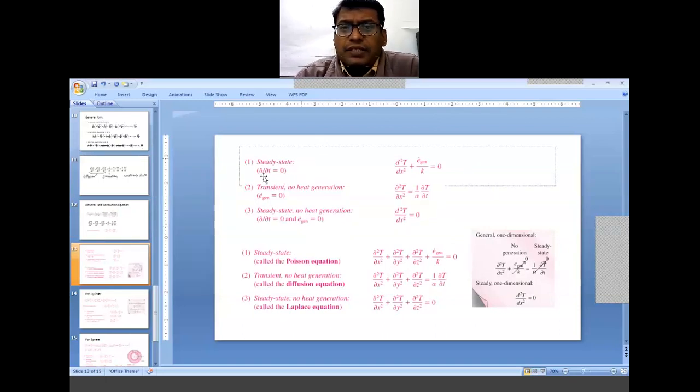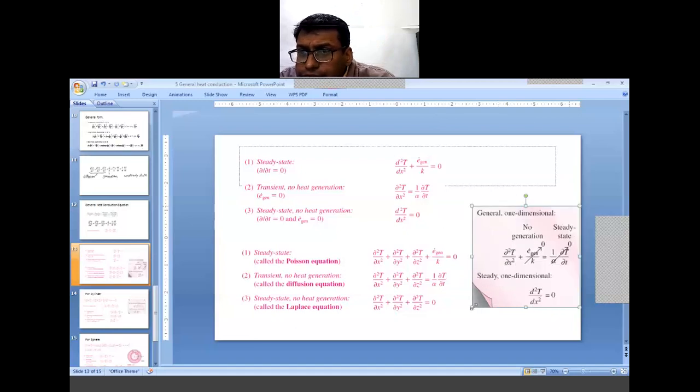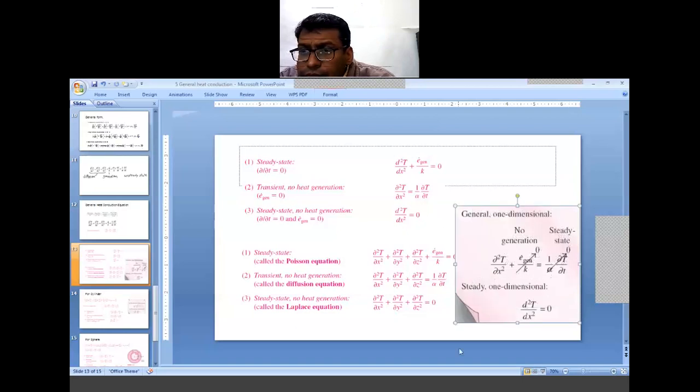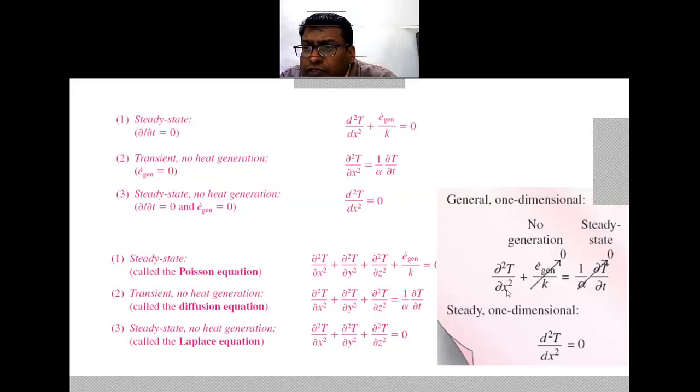So the steady state term means delta T by delta t is equal to zero. Looking at this equation, the general heat conduction equation, that is del square T upon del x square plus the heat generation plus the unsteady state term. These three terms we can manipulate. Here it is written only in the x direction, instead of writing it in three directions. Similarly, you can write del square T upon del y square plus del square T upon del z square.